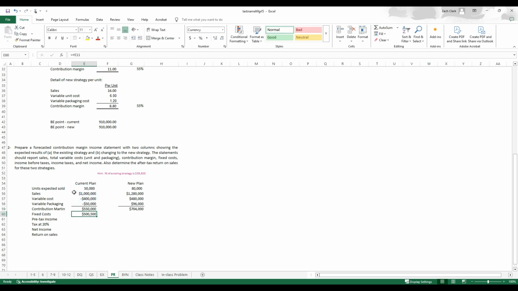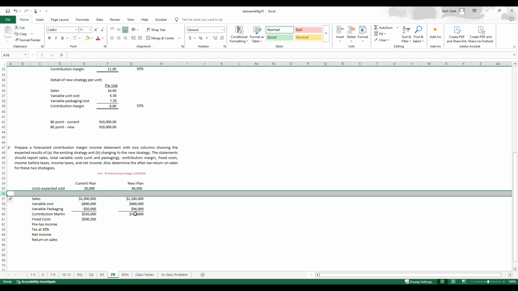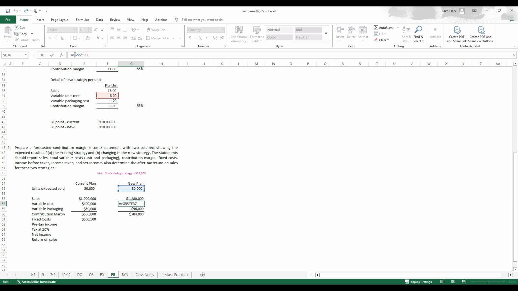And let's summarize those. Add a little space there. Okay, and then our fixed costs, same in both instances. And our pre-tax net income, 49,500 and 200,000. So you see what I mean? Just copy this formula. You can really tell how much of a huge difference that is.